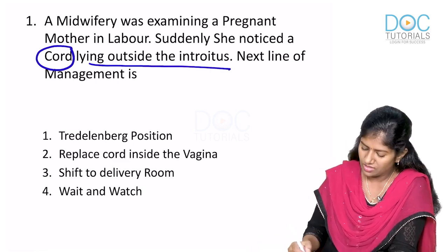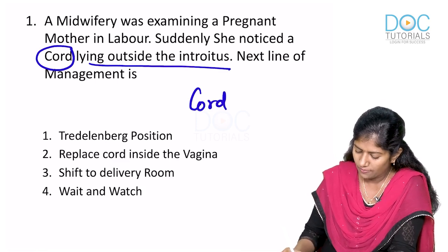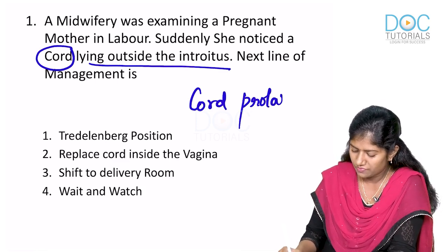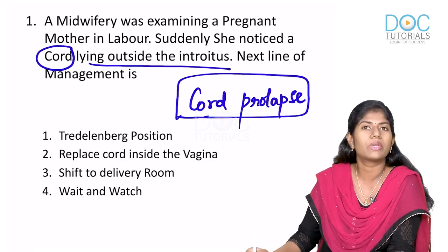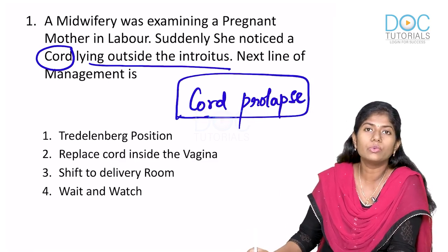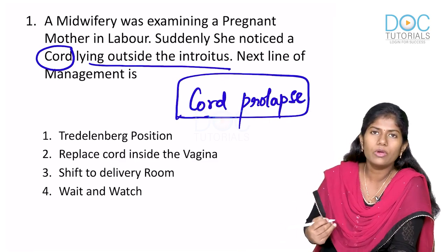So what's the diagnosis here? The diagnosis is cord prolapse. The examiner is asking you the first thing that you would do when you see a cord prolapse. Before going into the answer, I'll tell you what cord prolapse is.